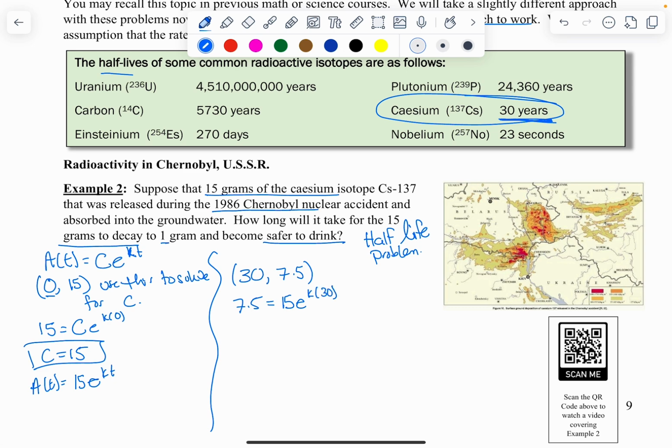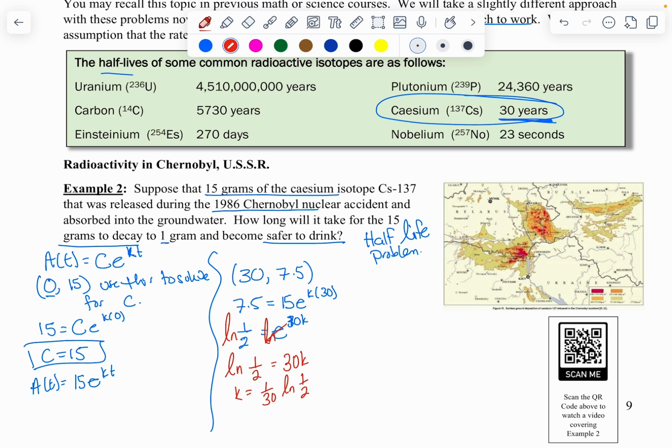And it's always going to be the same thing, correct? So you're going to divide both sides by 15. So you end up with 1/2 is equal to e to the 30k. You're going to take the ln of both sides. So you have ln of 1/2 is equal to 30k. And you're going to divide both sides by 30. So k is going to be equal to 1 over 30 times ln of 1 over 2.